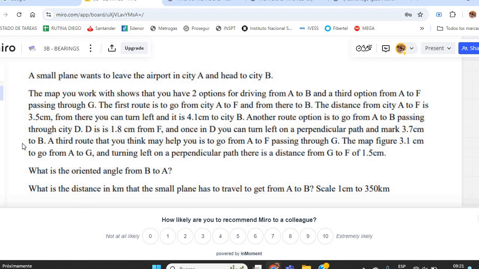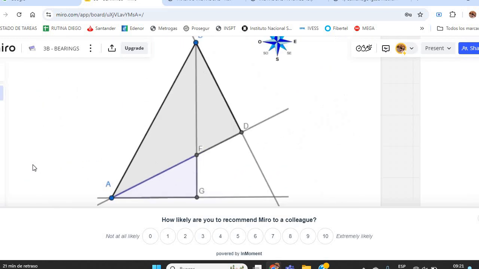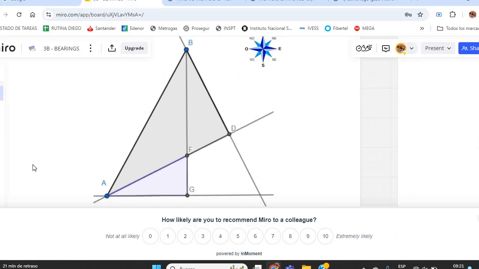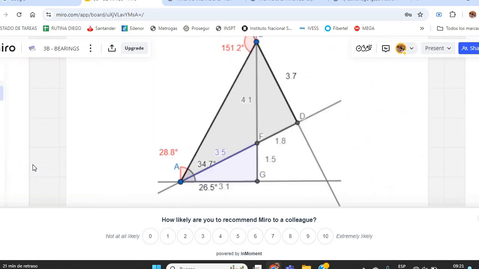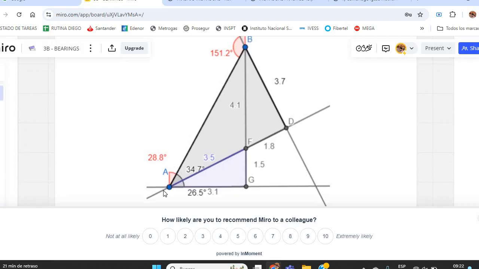Once you have all these statements, all the information in this graph, the result will look something like this, without the angles, because this is the answer with the angles. You have this distance from A to F 3.5, from F to G 1.5, and all the distances. How do you find the angles? First, you have to look for right angle triangles. In this case, you have two right angle triangles.